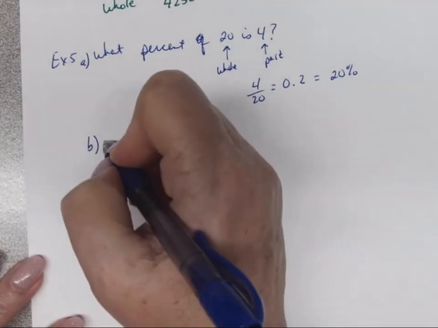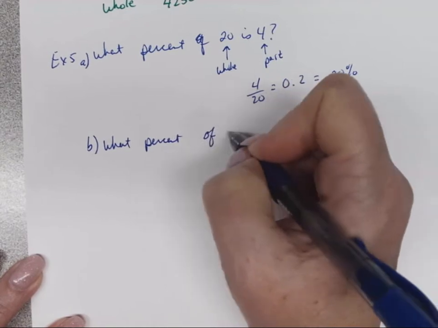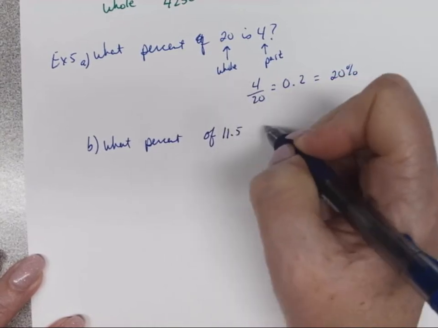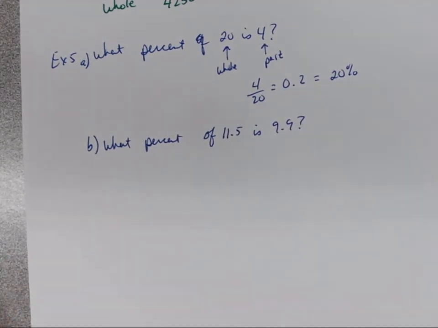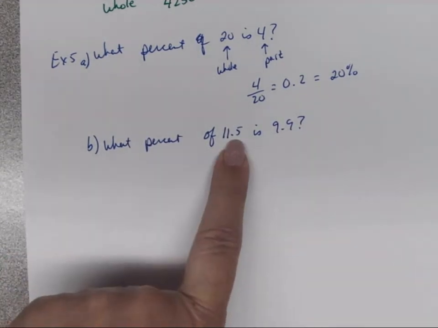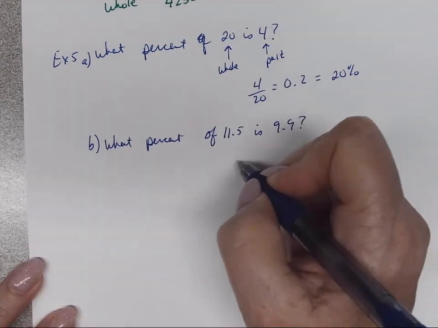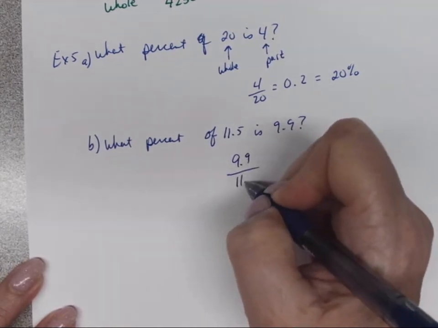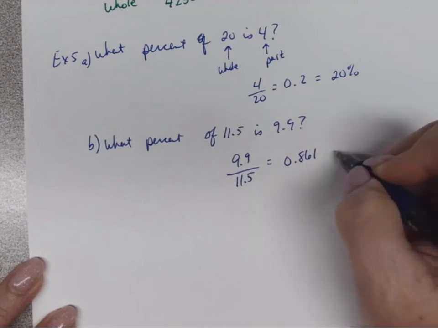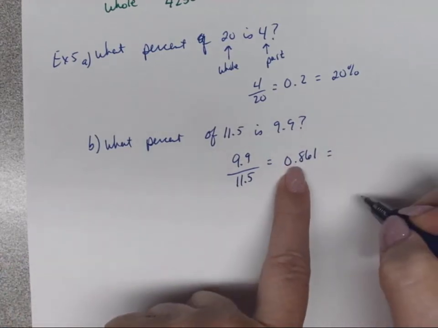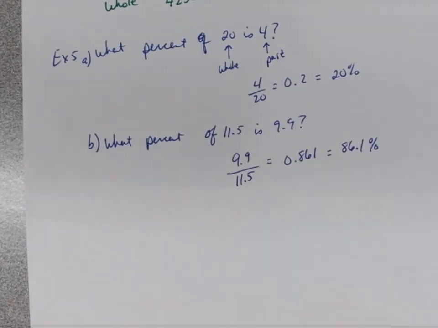So what percent of 11.5 is 9.9? So remember, the "of", this will be the whole, this will be the part. So the part over the whole. This will get you 0.861. Change it to a percent. We move it over 2 places. We get 86.1%.